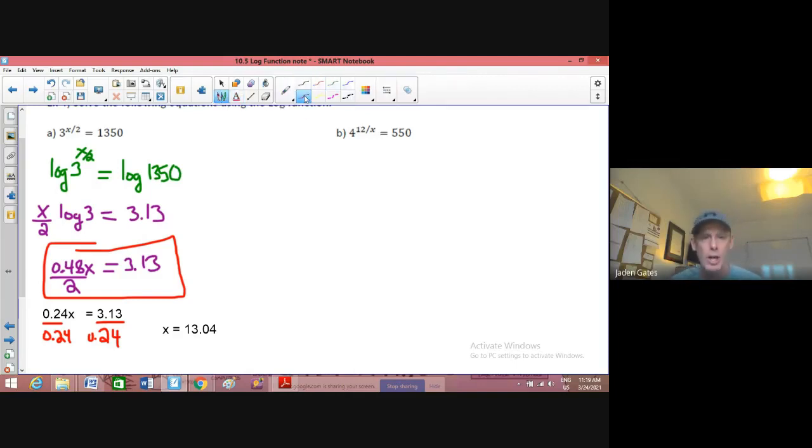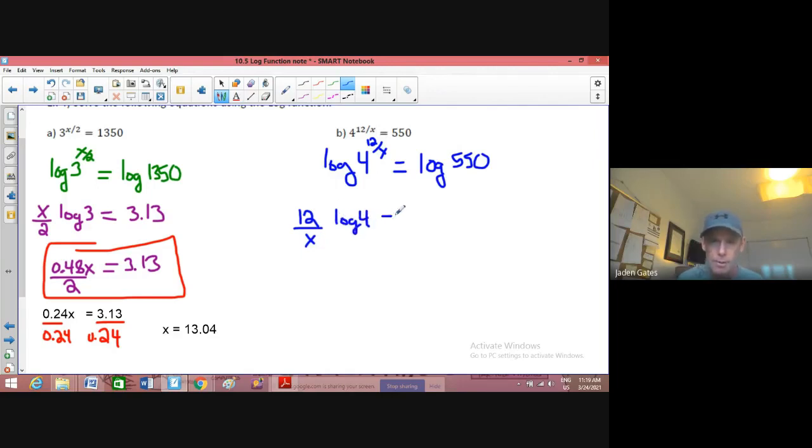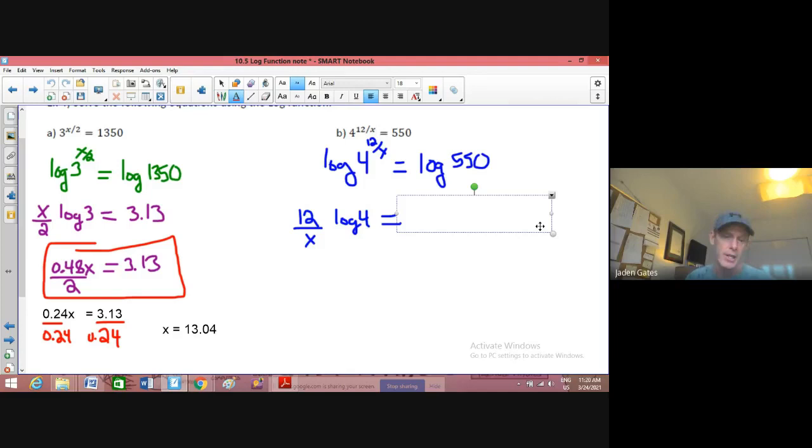First up, take the log of both sides. So there's my log, there's my base right there. My exponent is 12 divided by x, equals, and again, I'm taking the log of both sides here, so I have the log of 550. When I apply my log rule, I'm going to bring the exponent down. 12's on the top, x is on the bottom. And I have my log times log of 4.